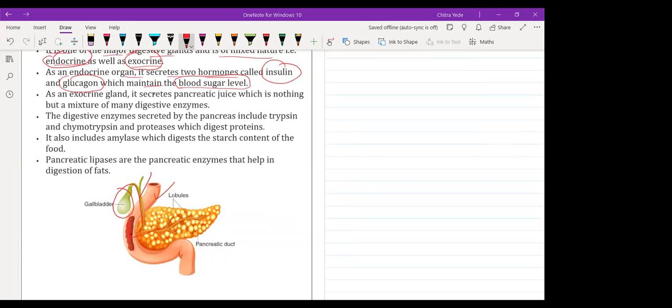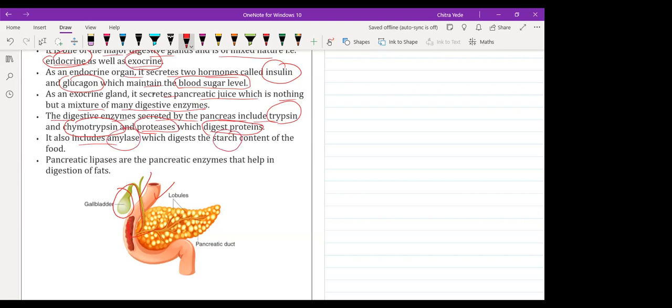As an exocrine gland, the pancreas secretes pancreatic juice, which is a mixture of many digestive enzymes, and it is stored in the gallbladder. The digestive enzymes secreted by the pancreas include trypsin, chymotrypsin, and protease, which digest protein. All these three together digest protein into amino acids. It also includes amylase, which digests the starch.